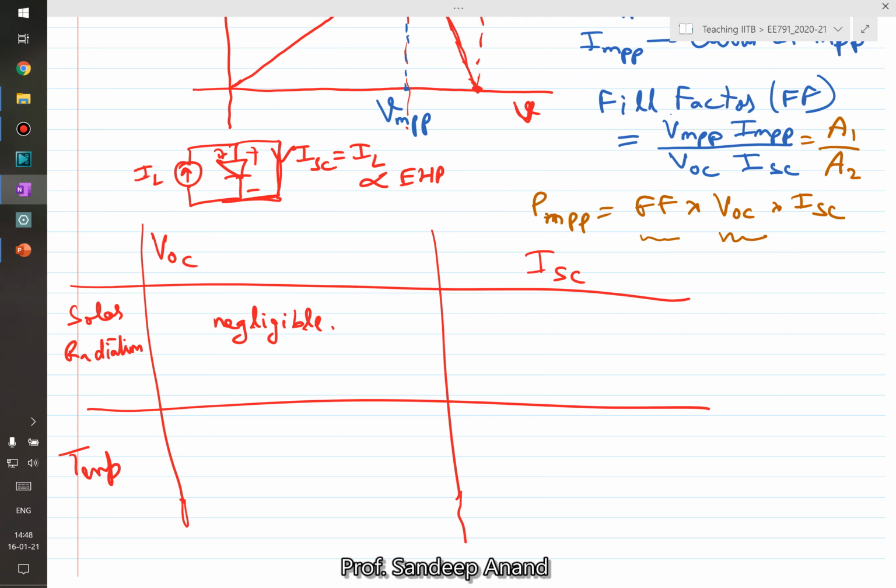If you have one sun, and now somehow you have another sun, so you become two suns. So solar radiation has doubled, because of which double the number of photons can be absorbed almost, because of which the IL value will become almost double. So ISC is more or less proportional to the solar radiation. It's almost proportional to the solar radiation. It's proportional to the electron hole pairs that get generated because of light.